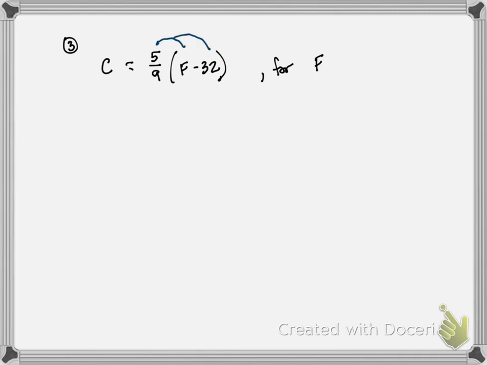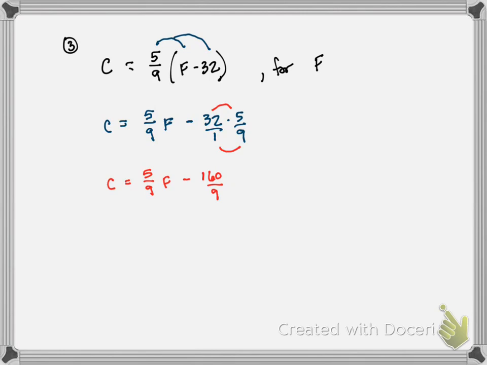I'll distribute 5 over 9. C is equal to 5 over 9 f minus 32 times 5 over 9. When you multiply 32 by 5 over 9, I like to think of this as 32 over 1 times 5 over 9. We'll multiply through in the numerator. We'll multiply through in the denominator. C is equal to 5 over 9 f minus 160 over 9.